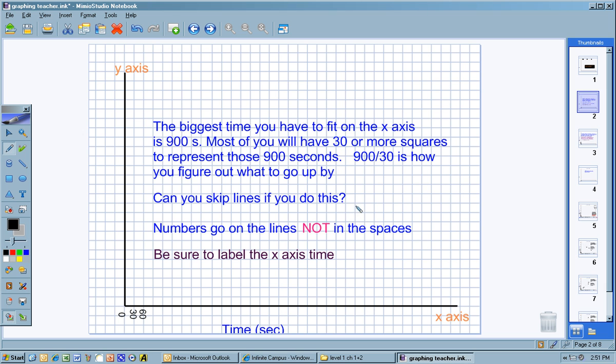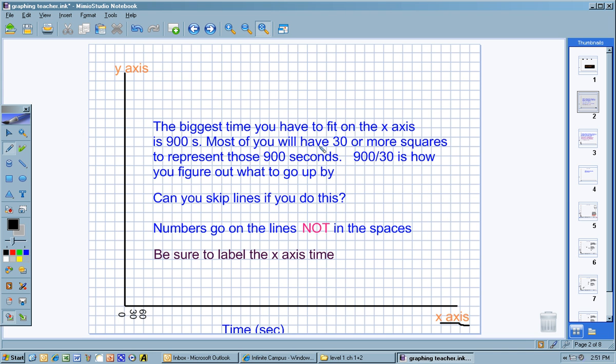The second step is to put numbers on the x-axis and the y-axis. In this particular lab, you want to put time on the bottom. In fact, we always put time on the bottom in this science class. So if time is present, it will be on the x-axis, which is on the bottom.